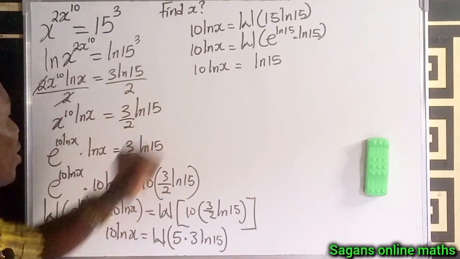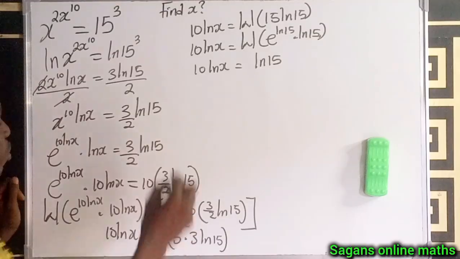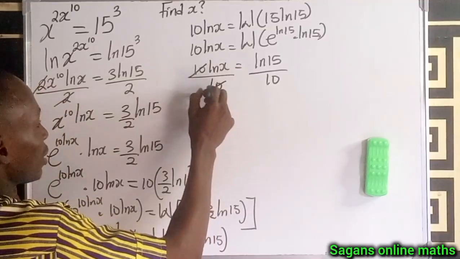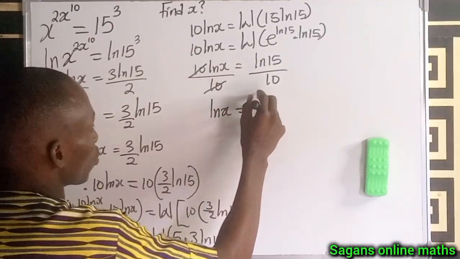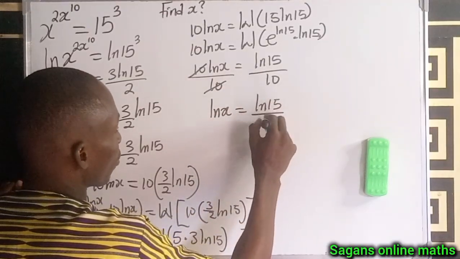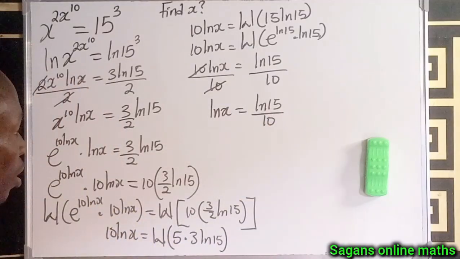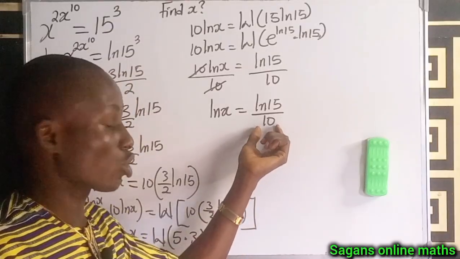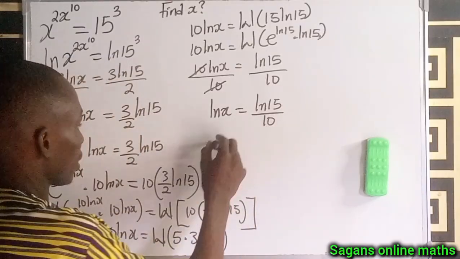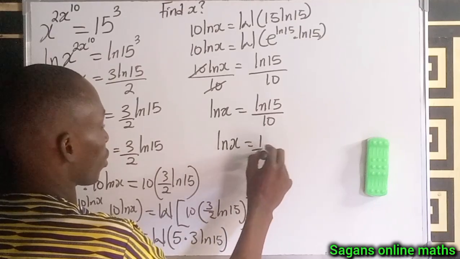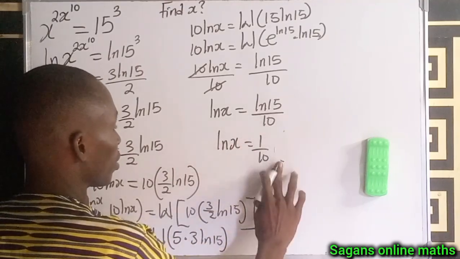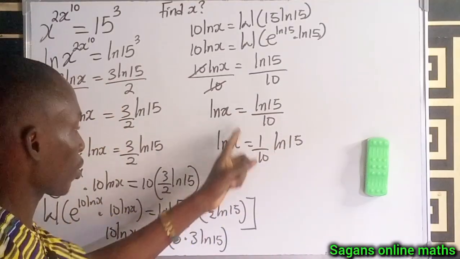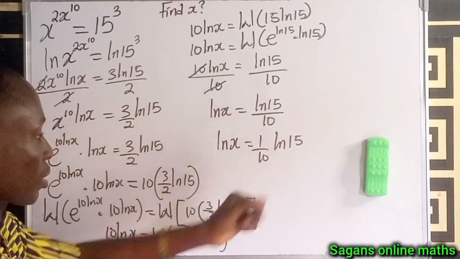At this point, what are we going to do? Remember, we are asked to find the value of x. Now let's divide both sides by 10, because we are looking for a way so we can have the value of x. This cancels out this. We are left with ln x is equal to ln 15 divided by 10. Alright. Now remember that this denominator can also be seen as 1 over 10. So that means ln x is equal to 1 over 10 multiplied by ln 15. Because if we multiply 1 over 10 by ln 15, we have ln 15 over 10.